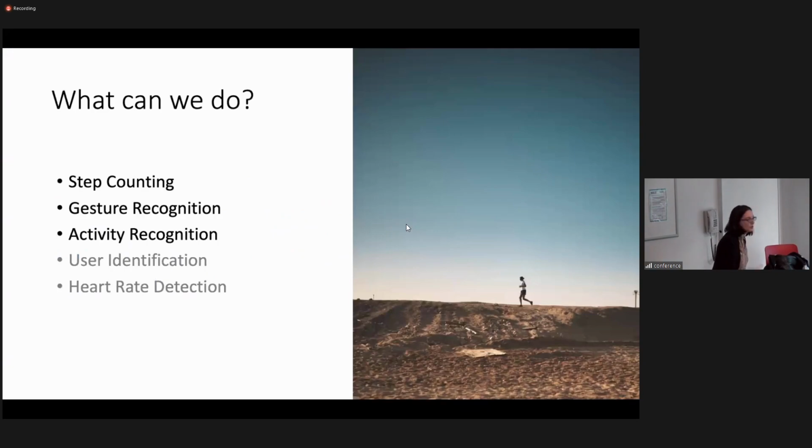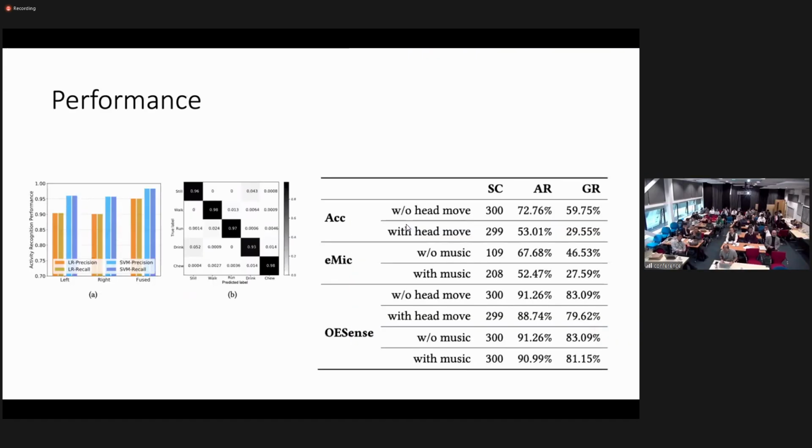So what can we do? What have we tried? We've tried step count, we've tried gesture recognition, activity recognition, we've done user identification, I won't talk much about that, and we're doing heart rate detection. And so this is the performance from the activity recognition paper. Let's start one graph at a time.